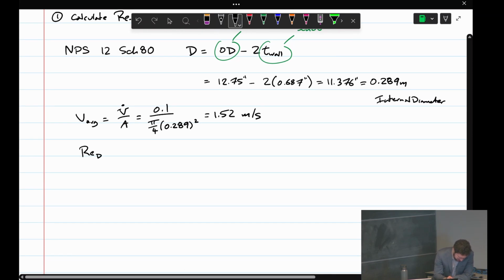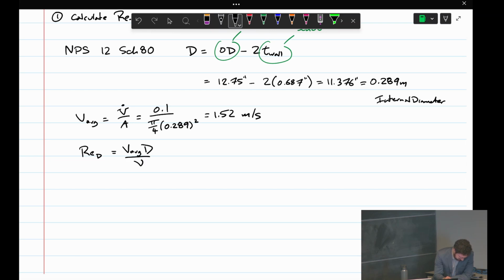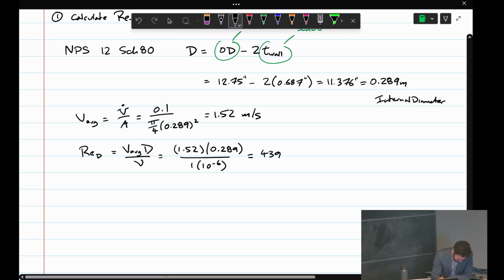Now the Reynolds number based on diameter is the average velocity times D over nu, which is 1.52, 0.289, 1 times 10 to the negative 6. And that's 439,280. Okay, so we checked our Reynolds number.